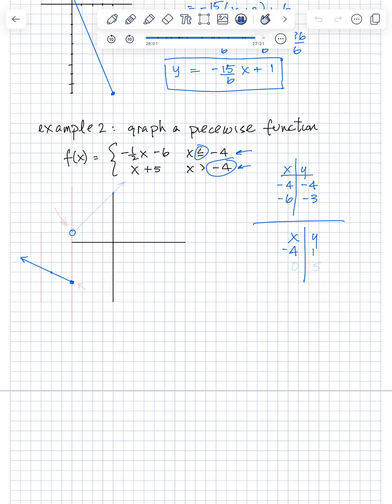Then let's plot another one. Well, let's say when x is 0, y is going to be 5. So let's plot that. 0, 5, 1, 2, 3, 4 is right here. Then we can draw our line. It's going to look something like that, and it's going to continue on.